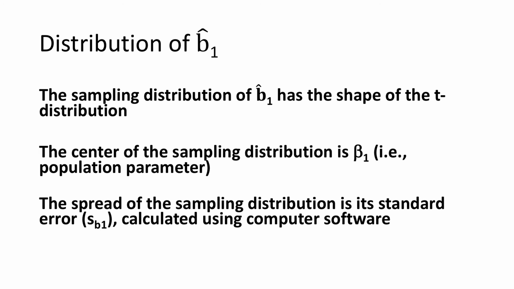Of course, anytime we make a histogram, we want to think about its shape, center, and spread. As it turns out, the sampling distribution of b subscript 1 hat has the shape of a t-distribution, so it's symmetric, single-peaked, and bell-shaped. The center of this sampling distribution is beta subscript 1, which is the actual population parameter that tells us for all students the impact that studying has on their performance on a test. And the spread of this sampling distribution is its standard error. I'm going to use the notation S subscript b1, and this is calculated using computer software or econometric software.